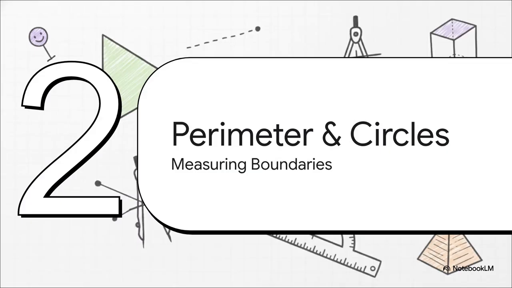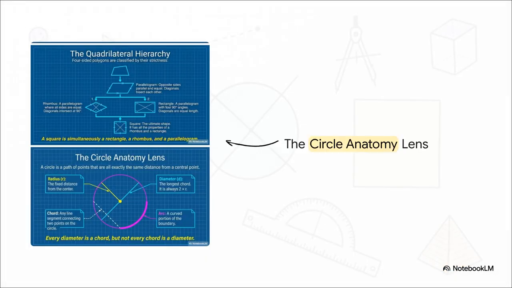And that brings us to our final stop, Section 5, Perimeter and Circles. This is where we measure those boundaries. Let's completely break away from straight lines for a minute. What's absolutely fascinating about the anatomy of a circle is that it's just a path of points that are all the exact same distance from one single central dot. That fixed, unchanging distance from the center to the edge is called the radius.